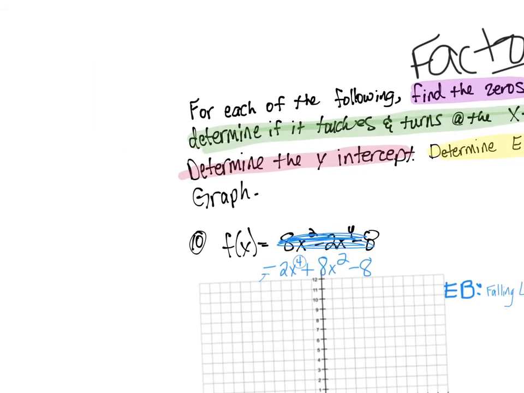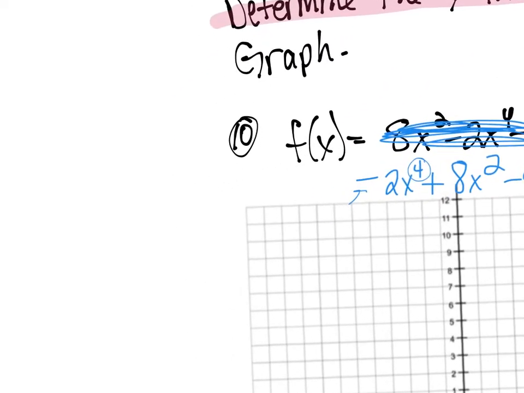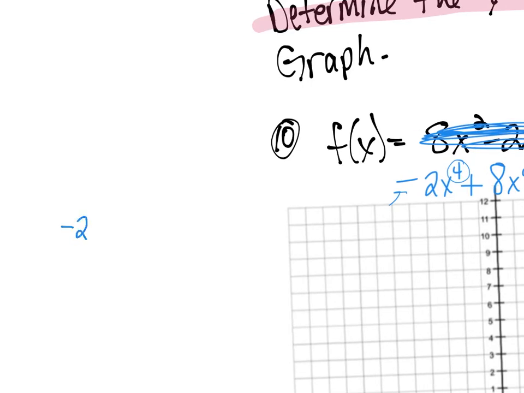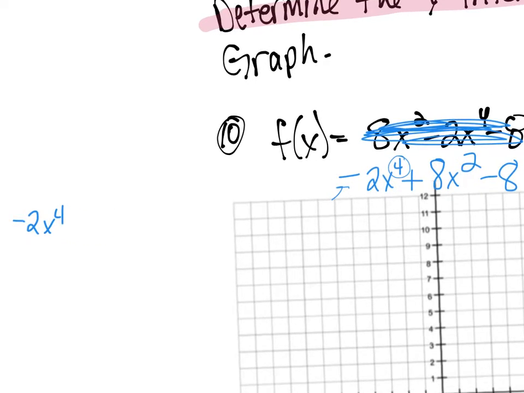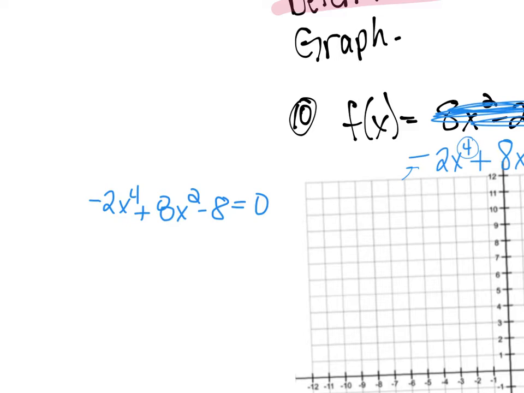All right, so now I have to answer all these other things. But before you can answer anything else other than the y-intercept, you have to tell me what the zeros are. Then you can state the multiplicity and all that. So how do we find the zeros, guys? Factor. So over here to the side, I'm just going to say negative 2x to the 4th plus 8x squared minus 8 equals 0. Anything factor-wise is fair game: GCF, difference of perfect squares, perfect square trinomial, factoring where a is 1, factoring where a is not 1, grouping, all that stuff that you guys have seen before.